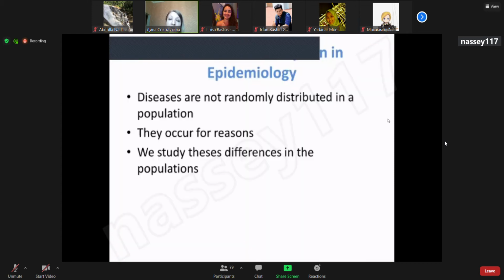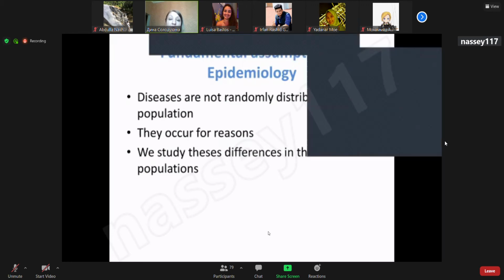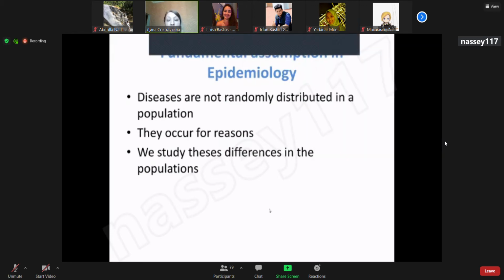Okay, so what is the fundamental assumption? In epidemiology, there is a very important assumption which we cannot miss, that diseases are not randomly distributed in a human population. So the fact that somewhere diseases are common and in another place the same diseases are rare, it is not by chance. The main assumption of epidemiology is that there are some factors, some reasons which predetermine these differences.